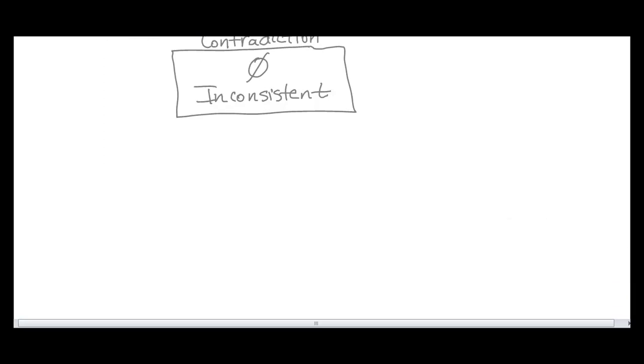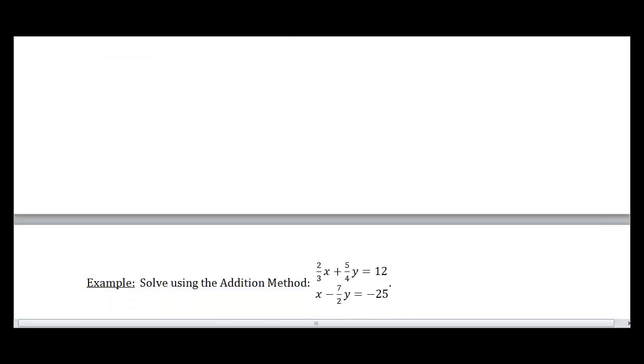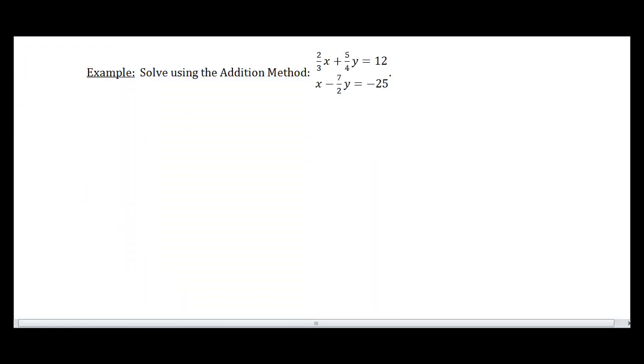All right, we're going to look at one more example. And this one's a little bit more complicated. What we're going to do here is we've got some fractions. We've got 2/3 x plus 5/4 y equals 12, and x minus 7/2 y equals negative 25.